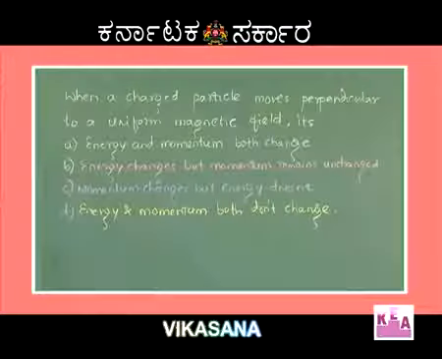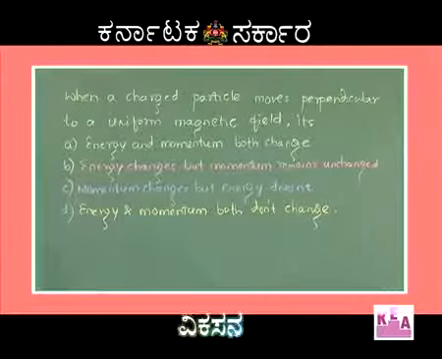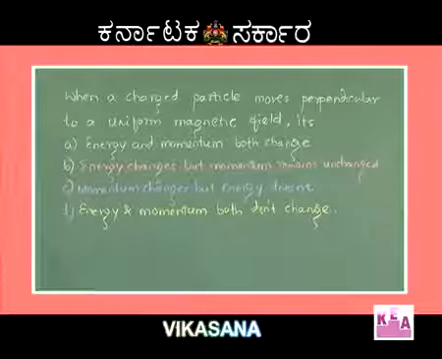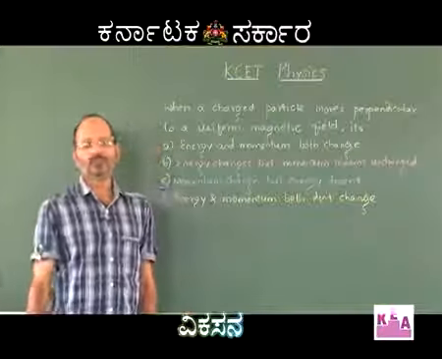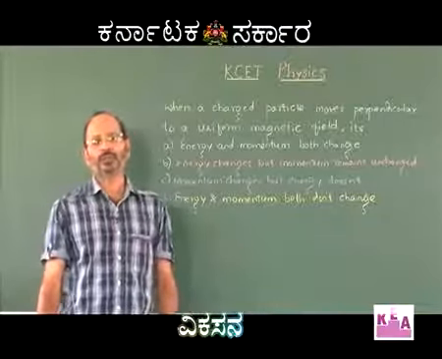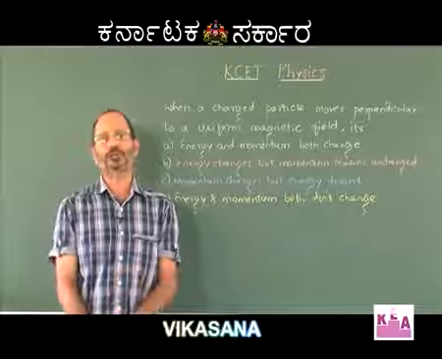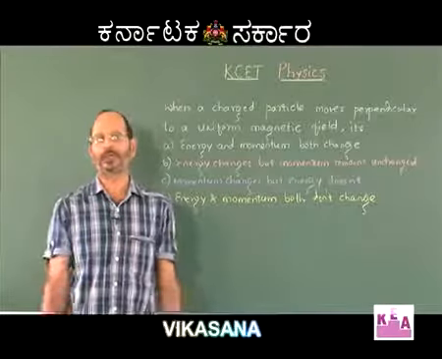Let us read the problem. When a charged particle moves perpendicular to a uniform magnetic field, its energy and momentum both change. Energy changes but momentum remains unchanged. Momentum changes but energy does not, and energy and momentum both do not change. He has allowed a charged particle to move at right angles to the magnetic field. That is, he has projected it with a velocity which is perpendicular to the magnetic field.